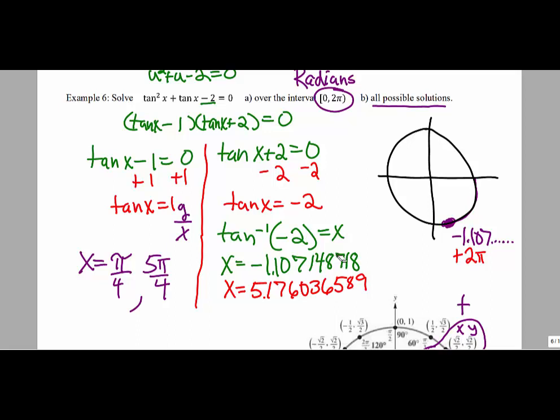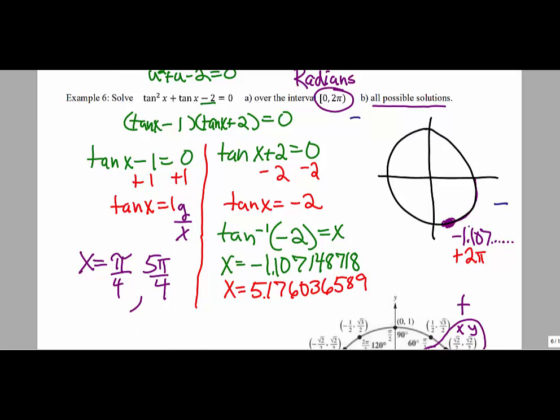Okay, so there's that angle. There's one of our solutions. Now, we have another solution. Remember that tangent has a value of -2 in quadrant 4, but also in quadrant 2. Now, how do we determine what that angle is?